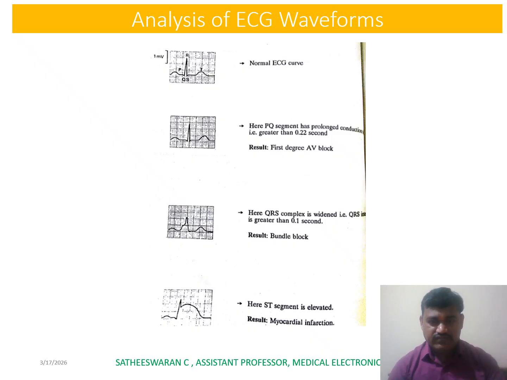Then the next waveform, the QRS complex is widened. So QRS is greater than 0.1 second. So it's a widening of the QRS complex. When the QRS period is greater than 0.1 second, this results in bundle block. Then another one here, the ST segment is elevated. This can be called a myocardial infarction. This results in myocardial infarction.